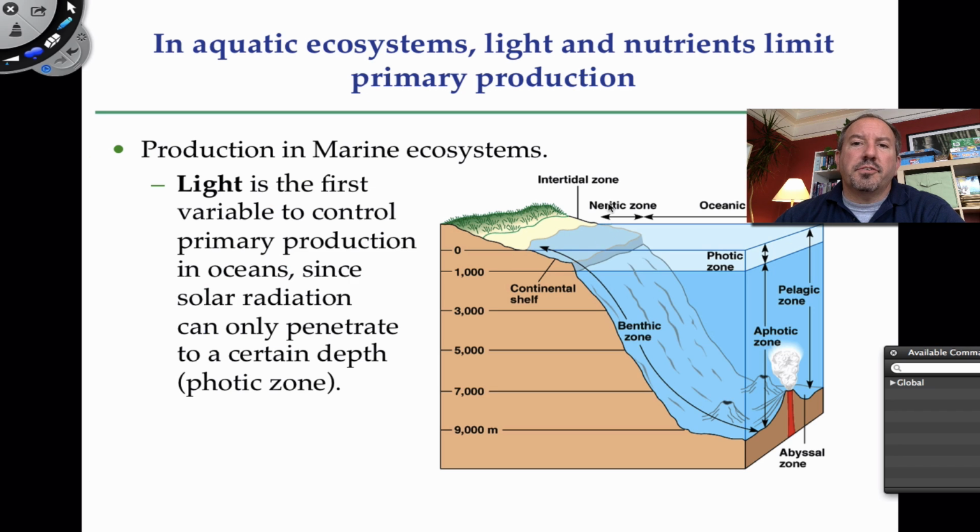Just to point out, going back to the water for a second, all this primary productivity is happening up here in the photic zone, because it's being powered by light. So oxygen is being produced up here, and sugar. So most of the energy transfer is up here in the photic zone.